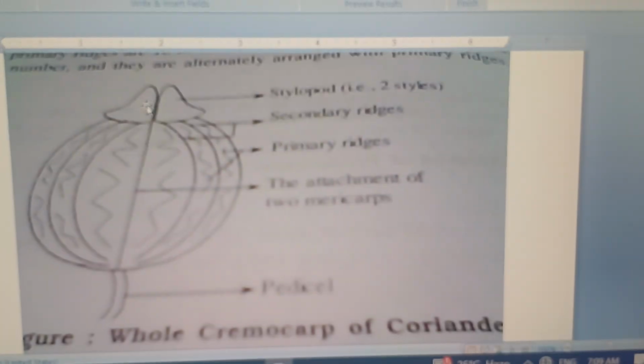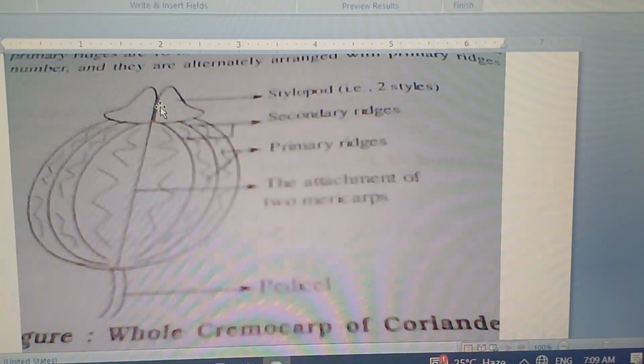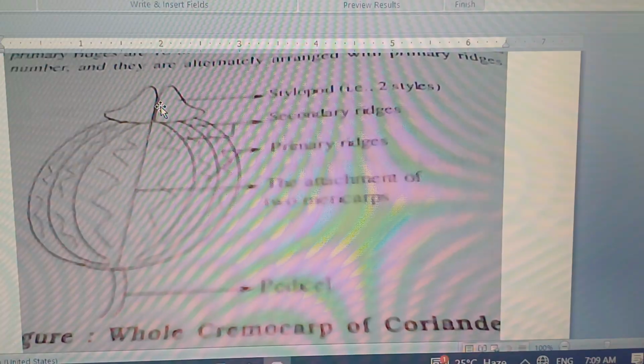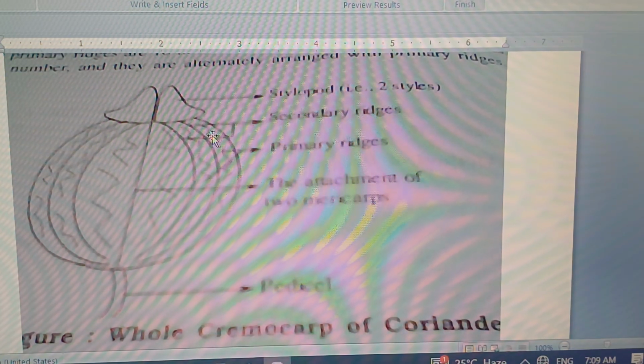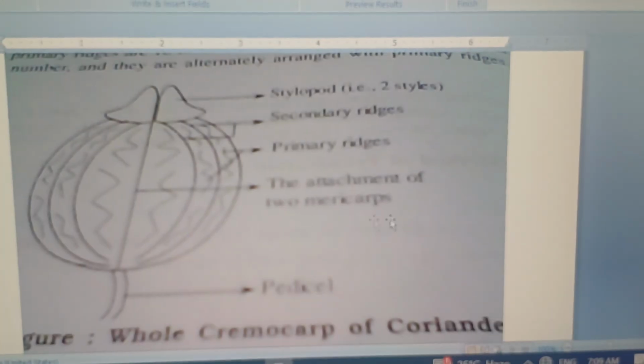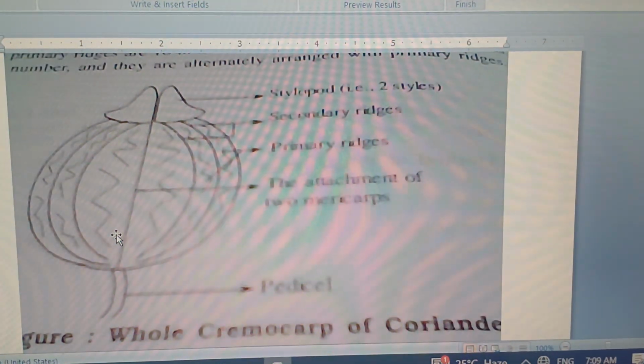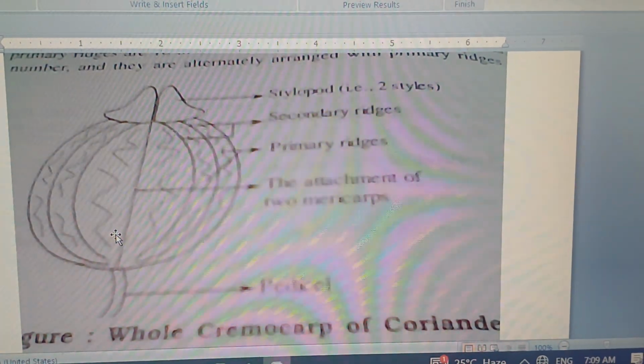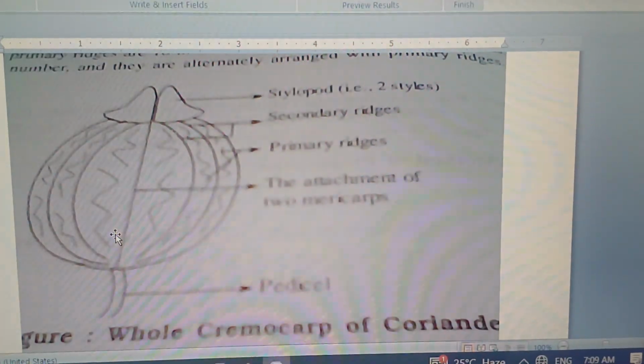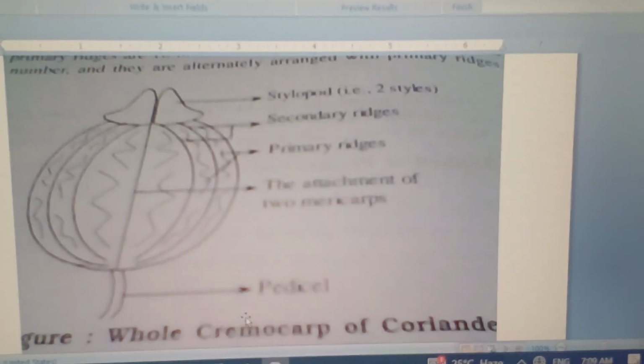When it is on your examination table, you write the presence of the stylopods, two styles will be there. So presence of the stylopod, presence of 2 styles, then presence of the secondary ridges and primary ridges, and the attachment of the 2 mericarps you can see. This is one mericarp and another mericarp, you can see the attachment. So how many parts are there? Very simple. The only thing with the diagram is you can write very easily. From a theory point of view and examination point of view, it is very important.